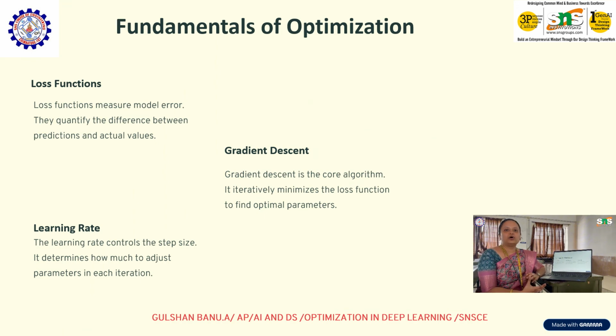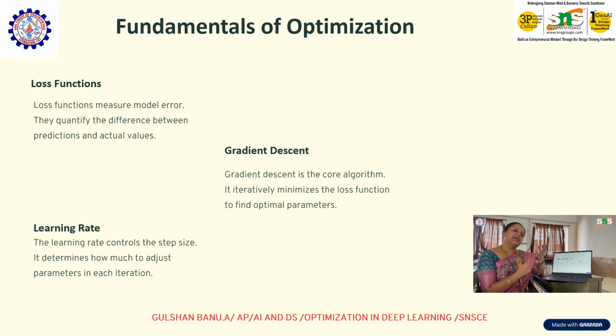Now, what are the basic fundamentals of optimization? You will have three different things: loss function, gradient descent, and learning rate. What is a loss function? In English, it generally means that when you have some loss, you have to manage it and work on it. The loss function measures the model's errors. It also quantifies the differences between predictions and the actual values.